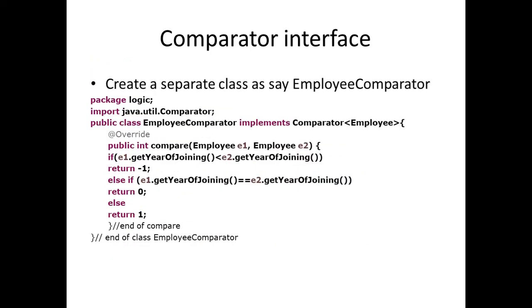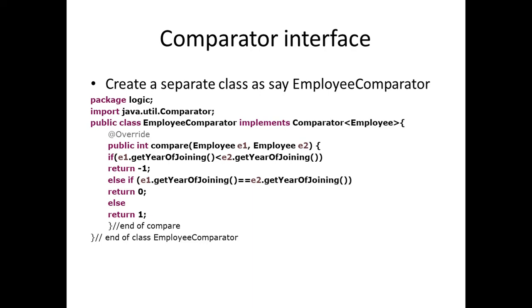Now the next step is to create a separate class, EmployeeComparator, which implements the Comparator interface. Remember, Comparator is a parameterized interface. It requires the class type for which you are going to override the method compare. So it is written after the implements word Comparator, in angle brackets, Employee. Employee is the class type for which you are going to implement Comparator. The method to be overridden is compare.